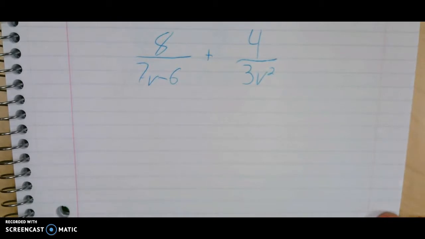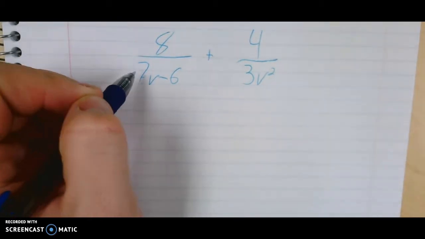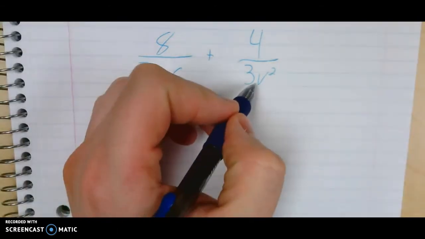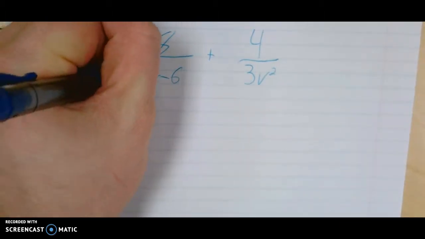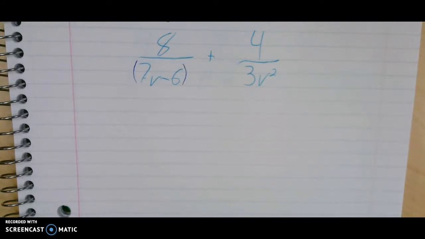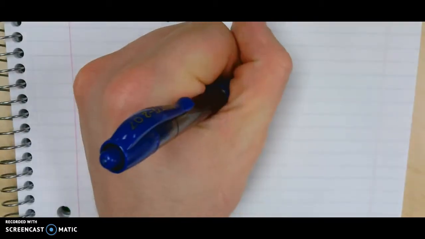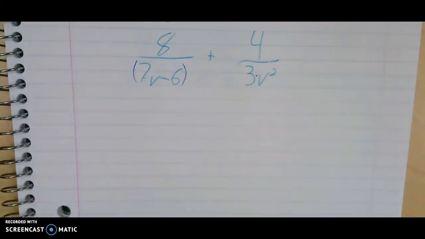First step, as always, try to factor if you can. 7v minus 6, there's no GCF, can't really factor. 3v squared, that's one single term, can't really factor that. So what I like to do is put little parentheses around different factors. So 7v minus 6, that's one entire unit. This 3 is its own beast, and then the v squared is also its own beast. Those are connected through multiplication.